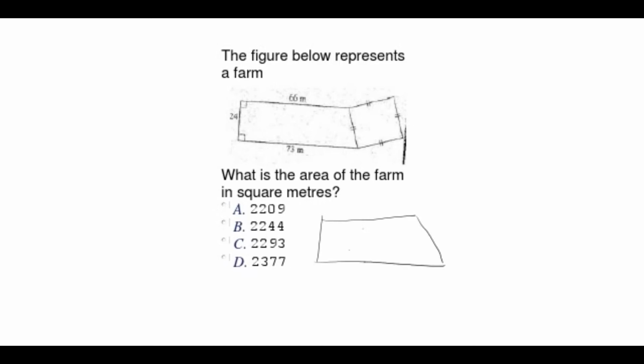We have, this is 73 meters, this is 66, this is 24. So it means the height here will be 24. Now, if from here up to here we have 66 and from here up to here we have 73, then we are going to subtract 73 minus 66, which is 7, and that is the length of this place. So we have here 7 meters. So this is 7 meters and we have 24.